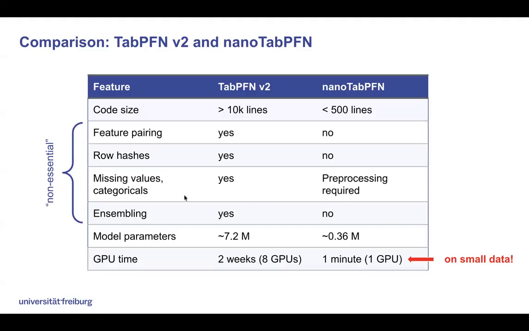Now, when we look at what's different between TabPFN v2 and nanoTabPFN, well, the first point is feature pairing. So in nanoTabPFN, like I mentioned, cells are embedded independently of each other, whereas in TabPFN v2, pairs of cells are embedded together. And this makes it more complex to think about, since you don't have one embedding for each cell in the original table, but you have half the number of embeddings. And this can help, I think, with certain kinds of data sets.